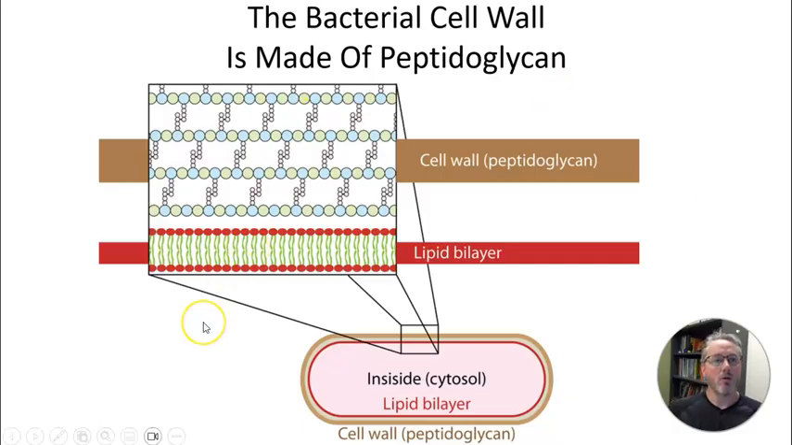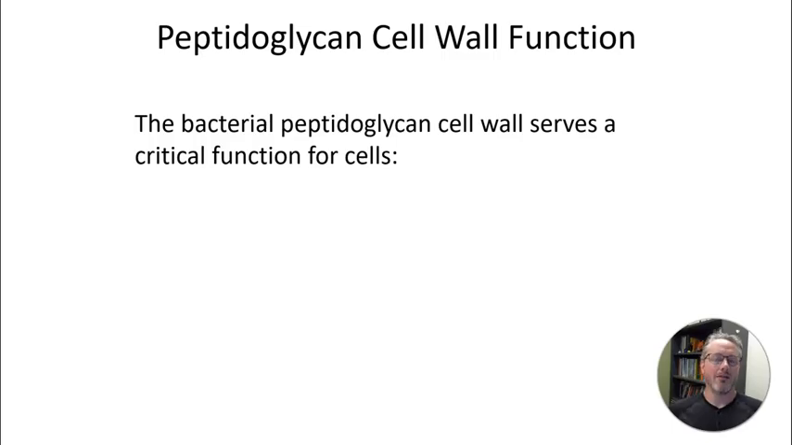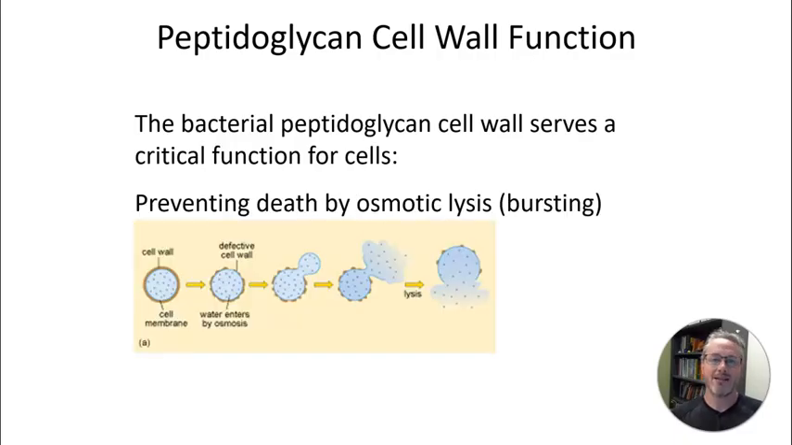So we know where the cell wall is in the bacterial cell. We know what the cell wall is made of. And so the last thing we should emphasize before we think about penicillin and lysozyme is what the cell wall function is. The cell wall serves a few functions, but primarily, to me, it serves this critical function for bacterial cells. The bacterial peptidoglycan cell wall prevents death of the bacterial cell by a process we would call osmotic lysis, which is just a fancy way of saying popping or bursting.